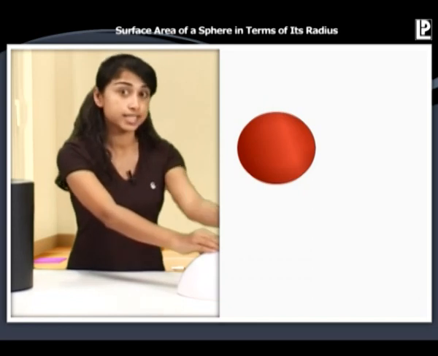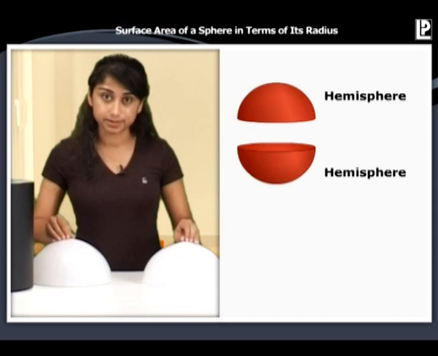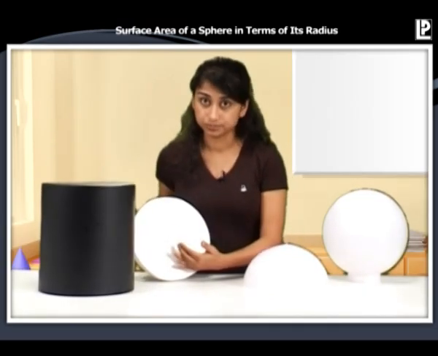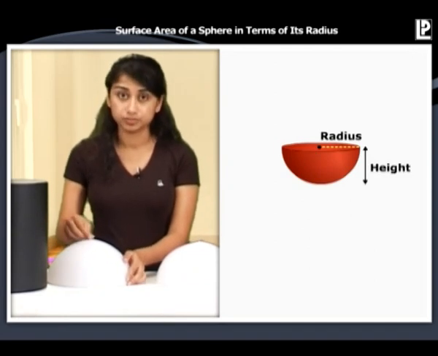When this sphere is cut into two halves, we get two hemispheres like this. This is the radius of the hemisphere. In the hemisphere, both the height and the radius are equal.